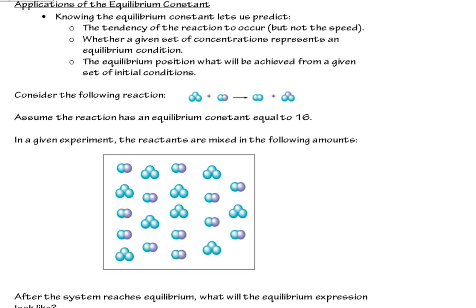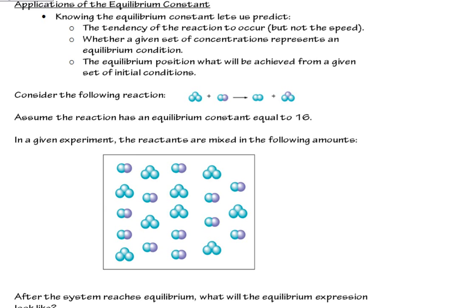We're going to look at applications of the equilibrium constant, and we've kind of mentioned some of these. I feel the equilibrium constant is more useful than the rate constant in kinetics. I mean, we wanted to prove that the constant was constant by looking at different trials of data, but you can get more information from the equilibrium constant.